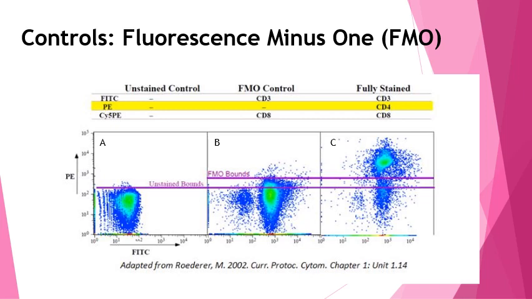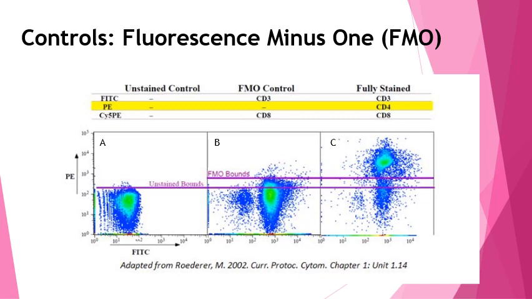So we just don't see any positive gates. That's why it's all in the bottom right-hand side of the gate there. It's all populated there, so this is completely unstained everything. B is all of our antibodies except for the antibody of interest, and in this case, it's PE. Where the FMO bounds is in B, you see that line, that's where it's indicated everything that's negative for PE.